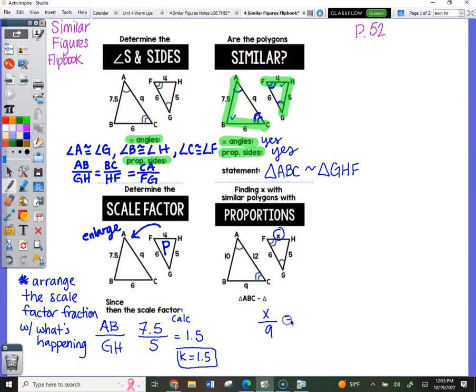9. As, now come over here, pick one. 12 and 6. 6 comes from the two arcs, so you have to do 12. Now cross multiply, so that's 12x equals 54. 54 divided by 12 is 4.5.